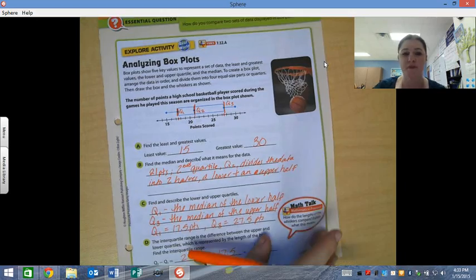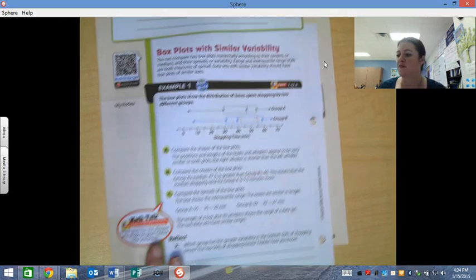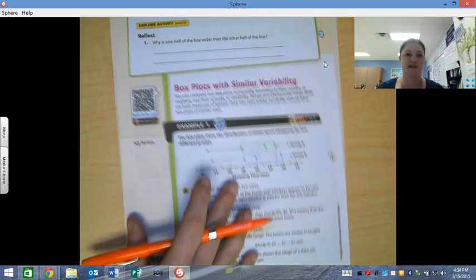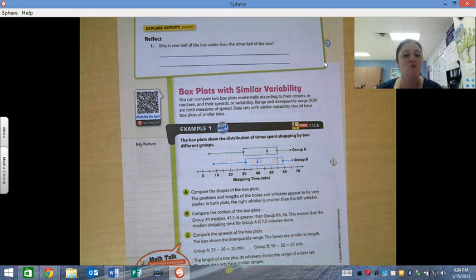So flip your page over. You have your first turn and reflect activity. It says, why is one half of the box wider than the other half of the box? So I want you to pause the video and take a moment to reflect and figure out a way that one half of the box could be wider than the other half. This is your own explanation, so we will go over it in class after we work it out. But right now, pause the video and create your explanation. When we get back, we'll work through example 1.